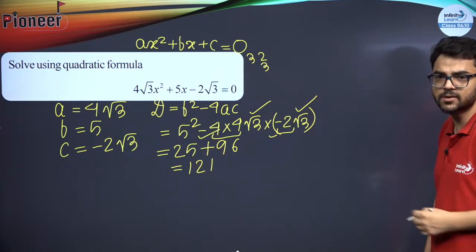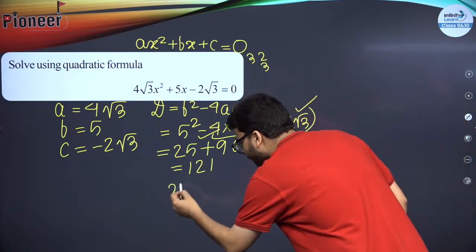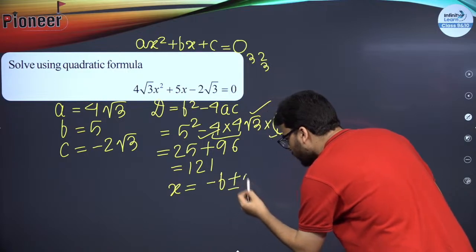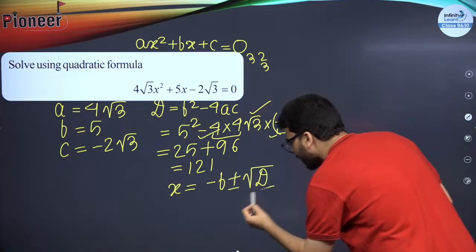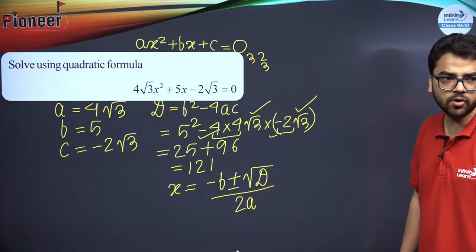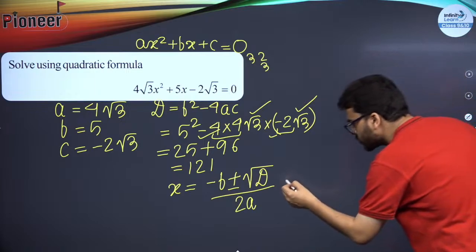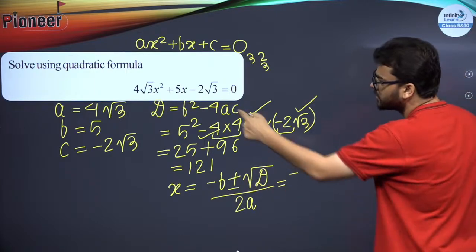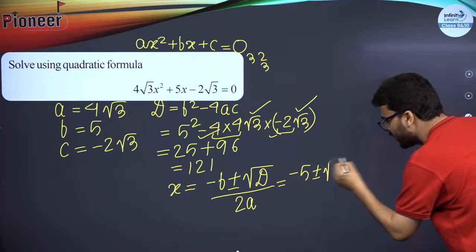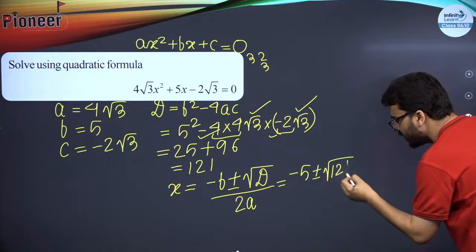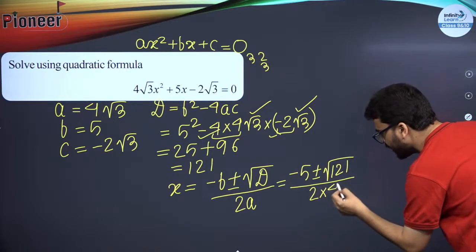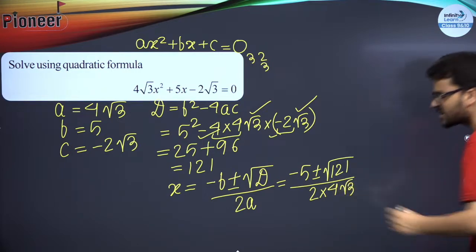Now the roots of this quadratic equation are what? The quadratic formula: x is equal to minus b plus minus square root of d upon 2a. So these are the roots of this quadratic equation, correct? It's okay, Nikleshwar. Now just put the values over here. It will be minus b, so b over here is 5. So minus 5 plus minus root d, which we have got to be equal to 121, divided by 2 into a. A is 4 root 3. So these are the roots of this quadratic equation.